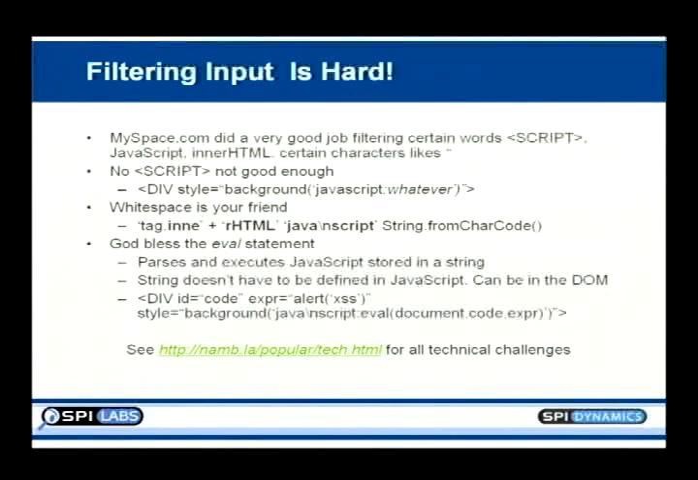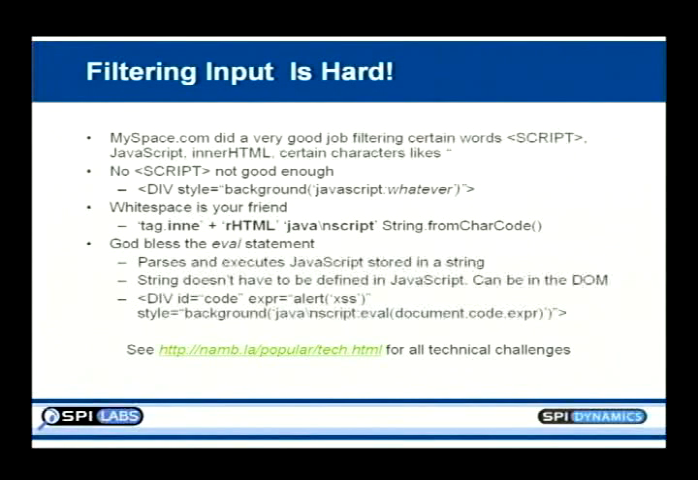Also, whitespace was their friend. They did tag, inner, and then they broke innerHTML up. They also used \n inside JavaScript and different things like String.fromCharCode to dynamically build strings representing sequences of letters that MySpace normally filters. So they build them on the fly to get around the filters. There's also the eval statement, which is in Perl too. Basically, you give the eval statement a string, and the string contains JavaScript.